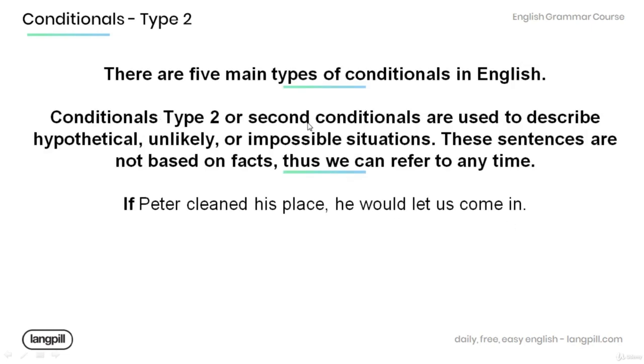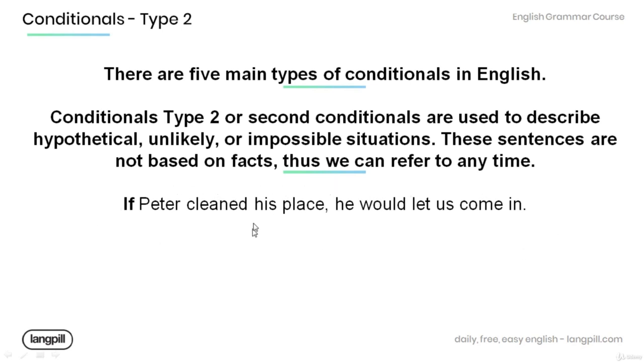Now there are 5 main types of conditionals in English, and amongst them are conditional type 2 or second conditionals. Now, conditionals type 2 or second conditionals are used to describe hypothetical, unlikely, or even impossible situations. These sentences are not based on facts, thus we can refer to any time. Have a look at the example below.